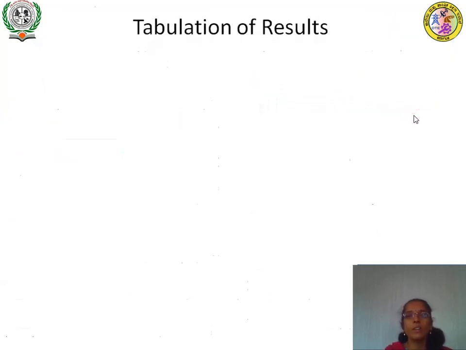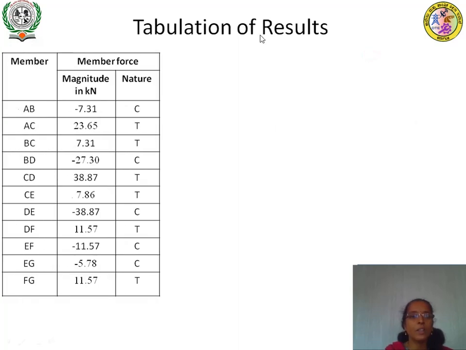So now we will tabulate the results. In the first column, the different members of the given truss, and in the second and third columns we have mentioned member forces, the magnitude and then the nature. AB is subjected to minus 7.31, that means compressive force. AC plus 23.65 means tensile force. BC plus 7.31 means tensile force. BD minus 27.3 means compressive force. CD 38.87 means tensile. CE tensile force of 7.86.